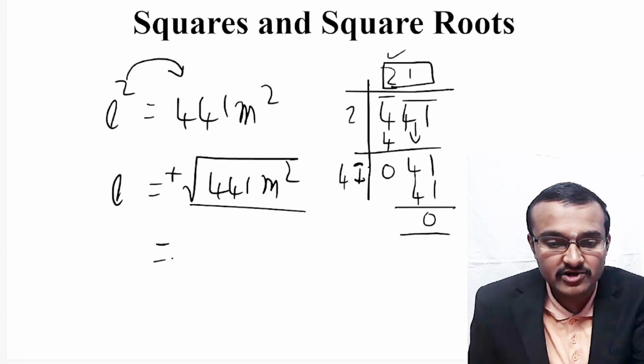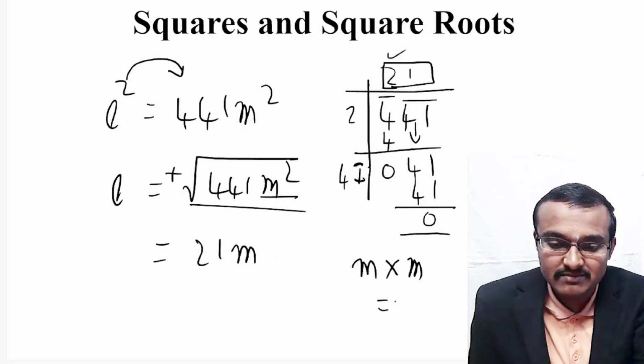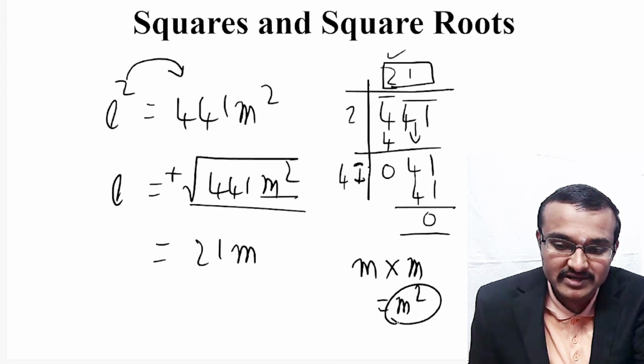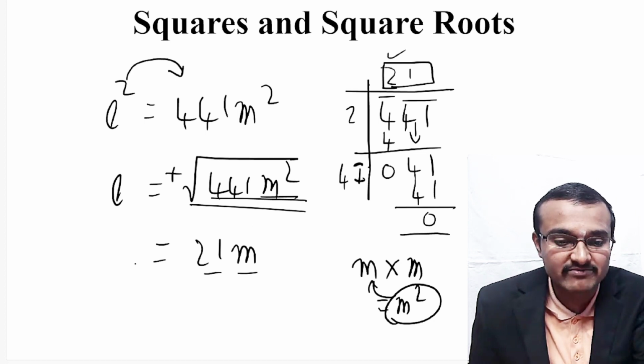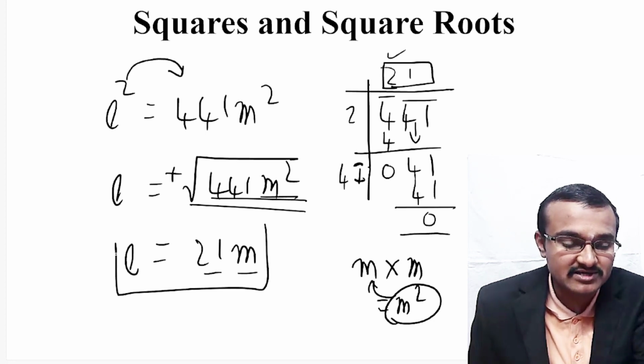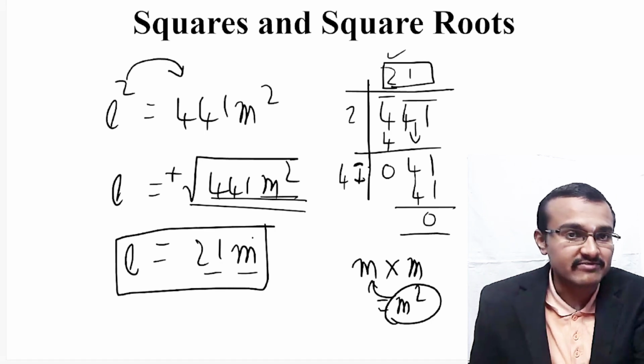So the square root of 441 is 21, and the square root of meter square will be meter, because meter into meter is meter square. So when you take the square root of meter square, you will get meter. So the square root of 441 meter square will be 21 meter. So the length of the square is 21 meter.